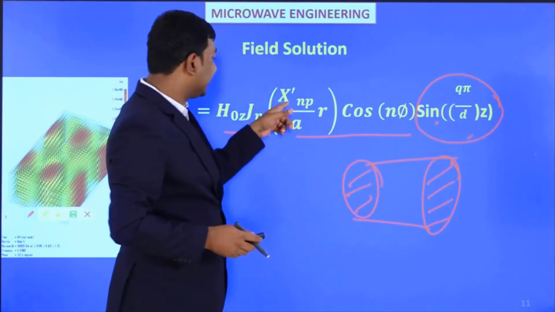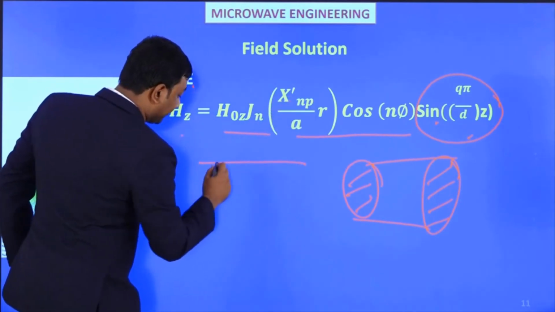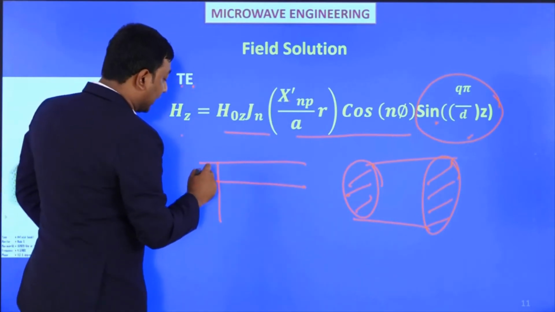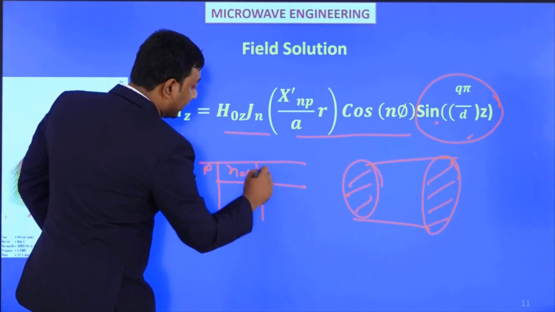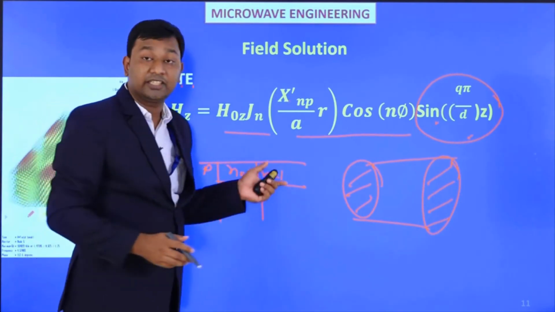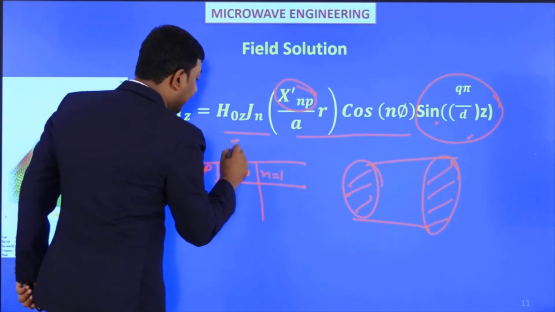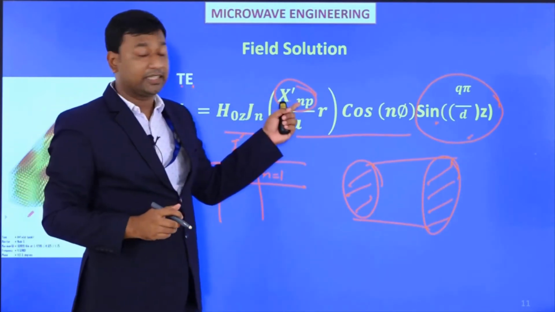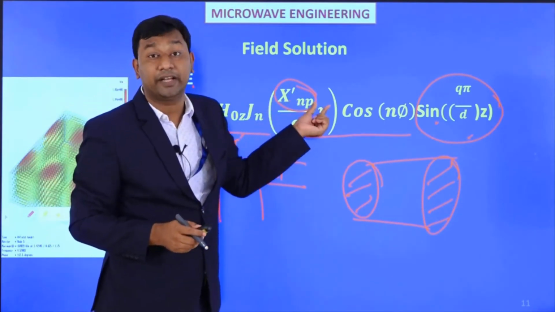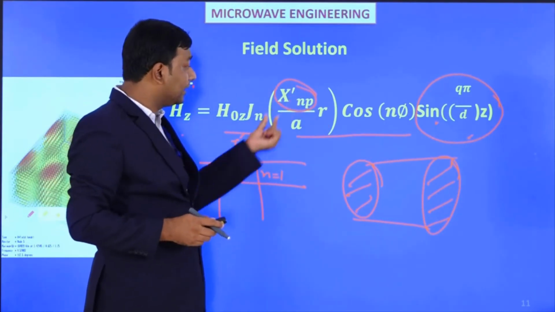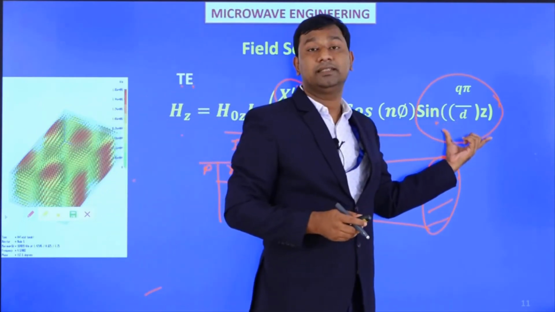Those things we already mentioned in a tabular format, for n and p. Those values are the same. Here we mentioned p values for n equal to 0, n equal to 1, for the Bessel function equation. Jn is the Bessel function of the first kind, and we find its roots for different values of n and p. The values are the same as compared to the circular waveguide. Only the changes will be in this part.